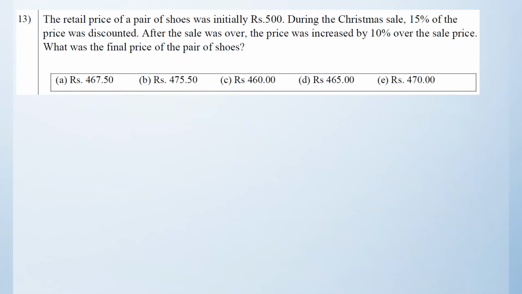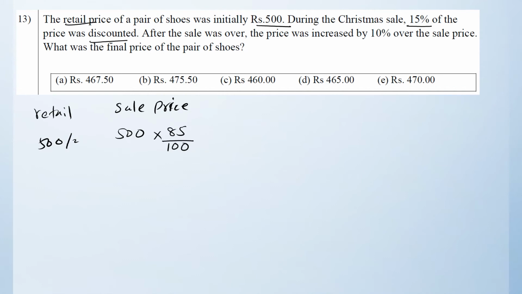Question number 30. The retail price is 500. The sale price is 15% discounted. So the retail price is 500, and the sale price has a 15% discount. So a 100 rupee retail price will be discounted to 85. If so, how much for the 500 rupees? So we can simplify this, and then we have 425. This is the sale price, this is the retail price.